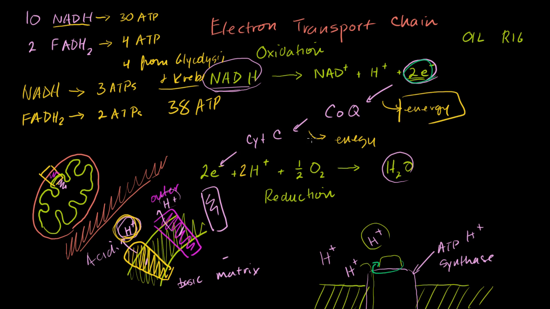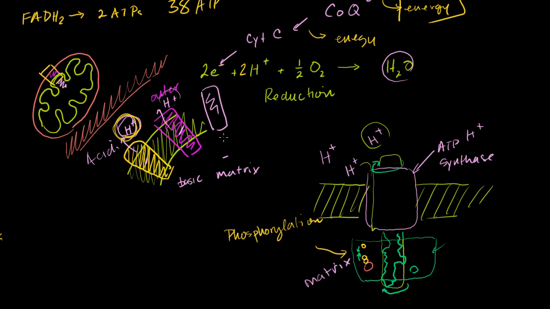Remember, the electron transport chain releases energy that creates this hydrogen gradient. It pumps the hydrogens into the outer compartment, and then that gradient, those hydrogens that want to get back into the matrix, essentially go back through this ATP synthase. This process of generating ATP this way is called oxidative phosphorylation. It's a good word to know.